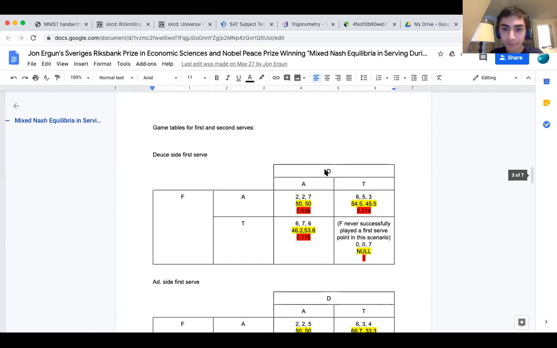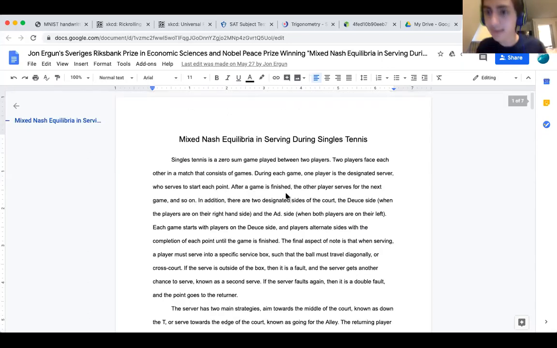So if Federer serves to the alley, remember, he's serving far out. He's going for the edge. And Djokovic also reacts. He goes towards the alley. Then this is the chance that a player will win, right? And so that's what this means. So I decided that payoffs should be based on, in a given scenario, what is the chance that each player will win?